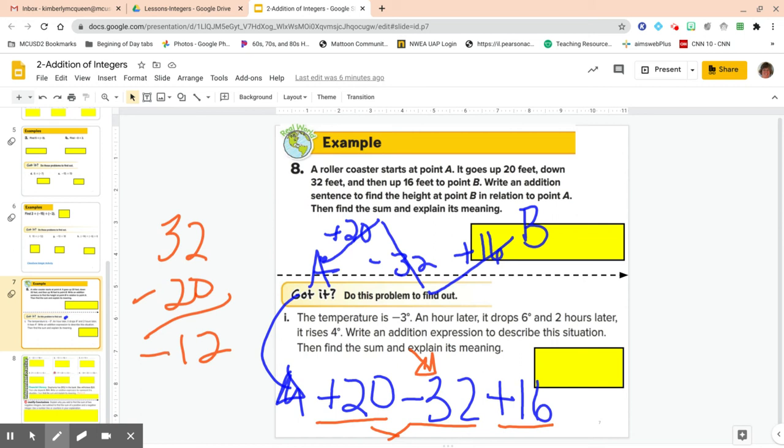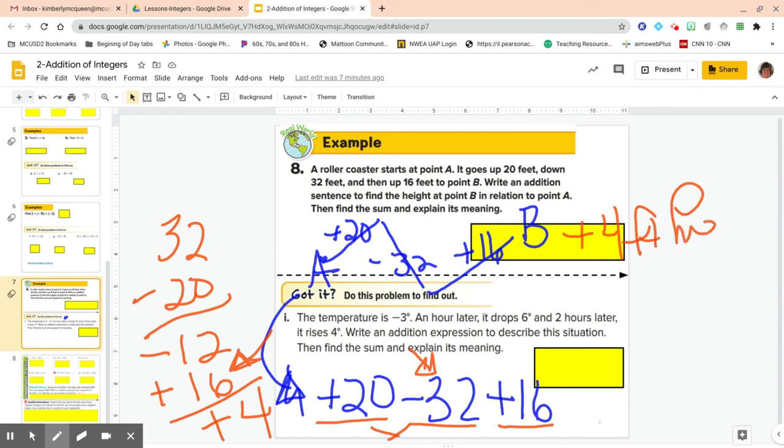But I'm not done. I have a negative 12 plus 16. And so I sing my song again. Same signs, add and keep? No, they do not have the same signs. Different signs, subtract? They sure do. 16 minus 12 is 4. Take the sign of the higher number. Well, 16 is higher, so your answer would be 4. Now, explain its meaning. So what does that mean? A to B is what? It is 4 feet higher from point A to B.